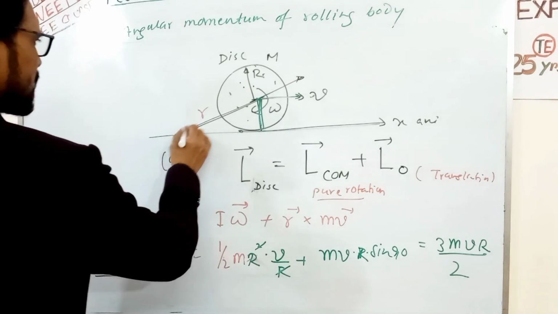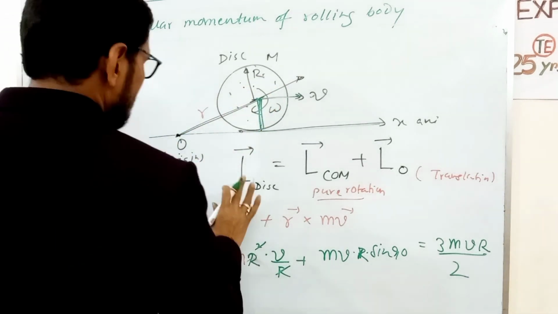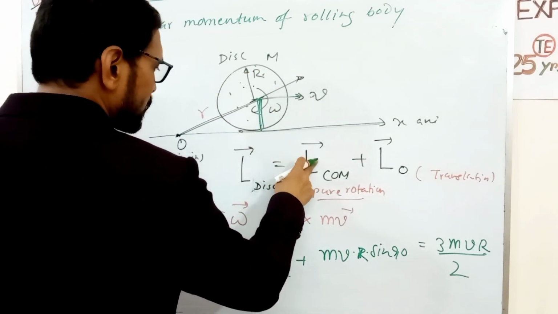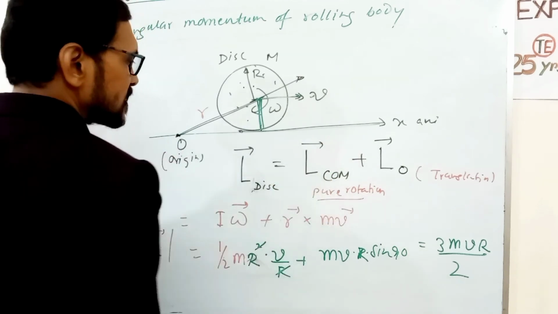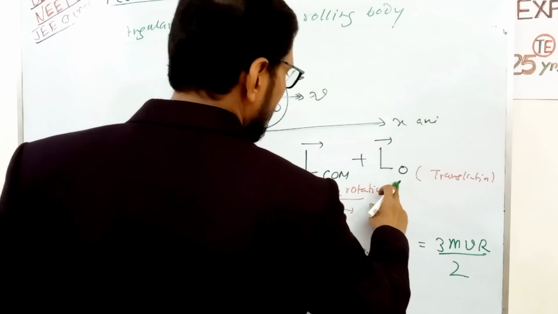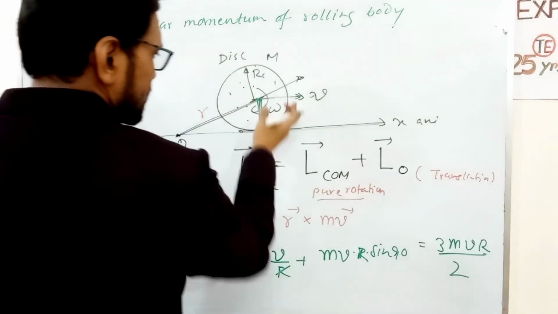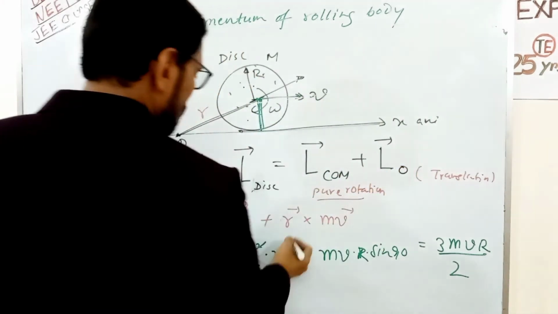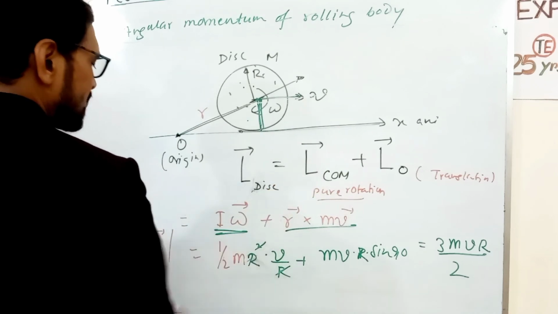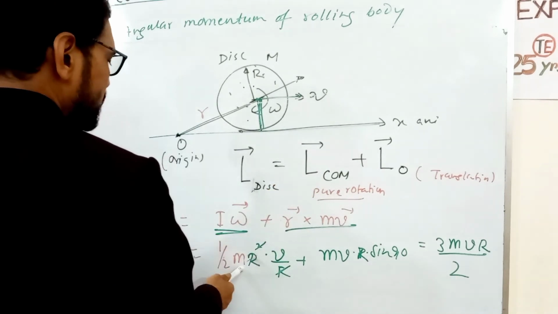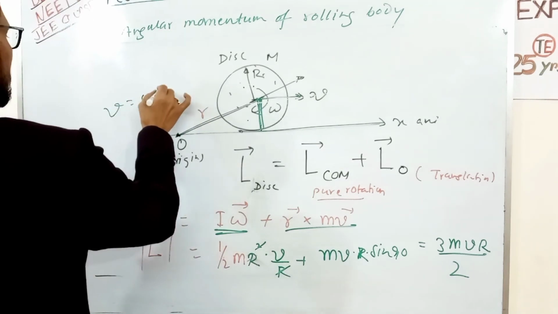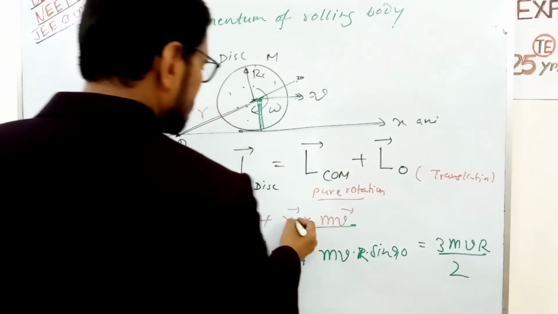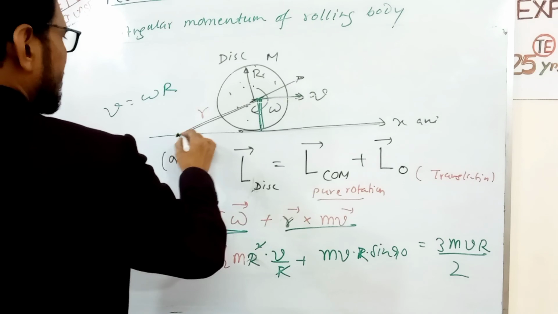So what is the angular momentum of the rolling disk about the origin? It is the angular momentum of the center of mass when it purely rotates, plus the angular momentum about the origin. If the disk moves with velocity v, the angular momentum about the origin equals r cross mv, and for pure rotation it is I omega. So put the value: I equal to half mr square, v equal to omega r, so omega equal to v by r.